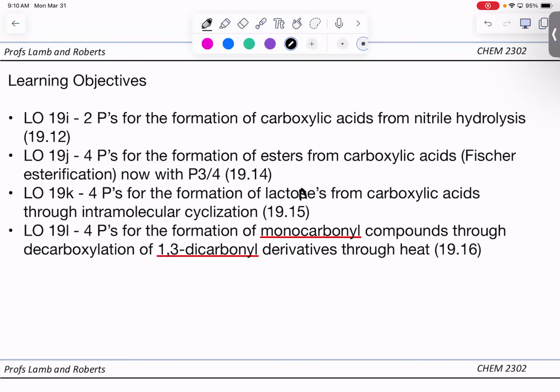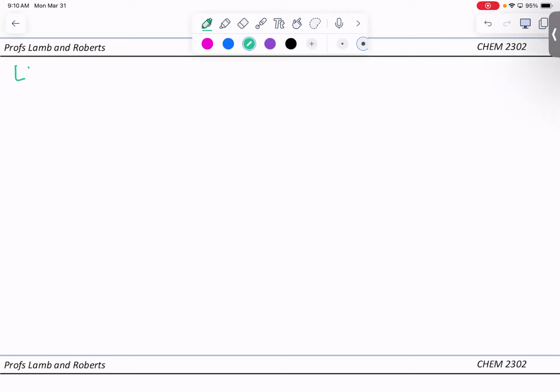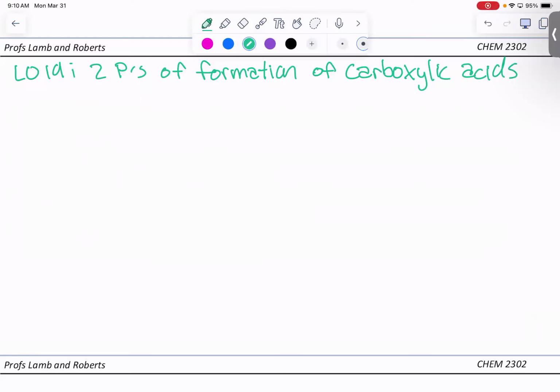All right, let's jump into our learning objectives then. So learning objective 19I is going to be about 2Ps. So we don't need to know the mechanism of this. This is a 2Ps of formation of carboxylic acids, right? Those are kind of front and center this chapter. And this is from nitriles. And if you're following along in the book, this is in 19.12.